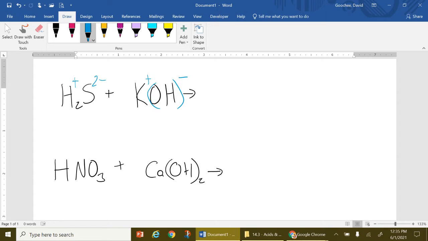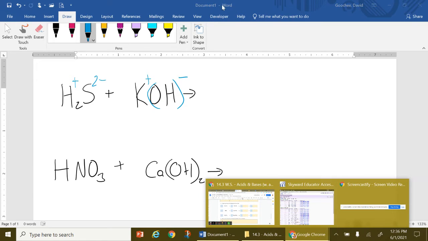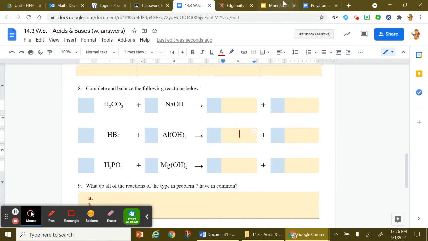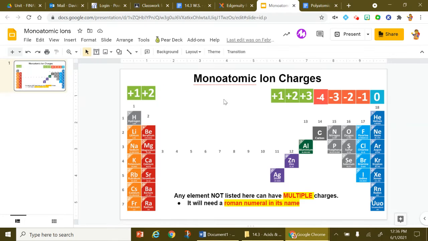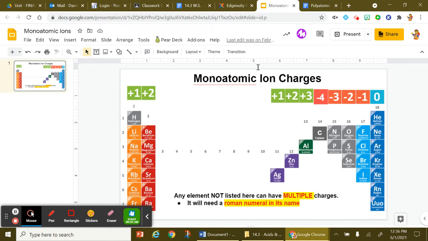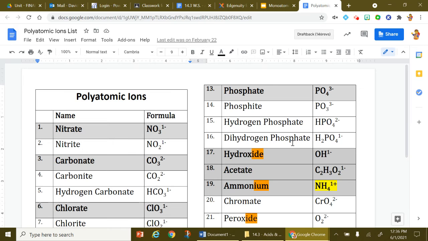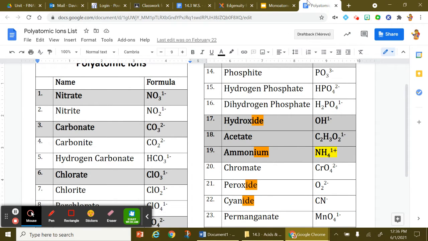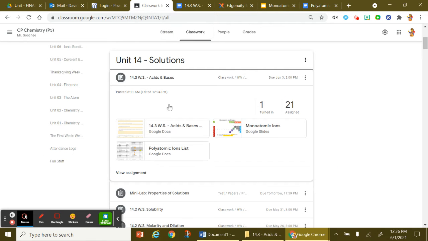All right, now you might be asking me, Mr. Gucci, how do you remember these charges? Well, I remember them because I memorized them. As for you guys, what I recommend you do is go back to Unit 8 and pull up the monoatomic ion sheet and the polyatomic ion sheet. In fact, I made this easier for you. I just attached them to your homework assignment. Look, here they are, monoatomic, polyatomic ions.